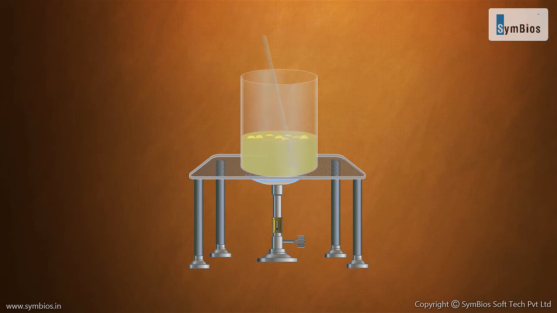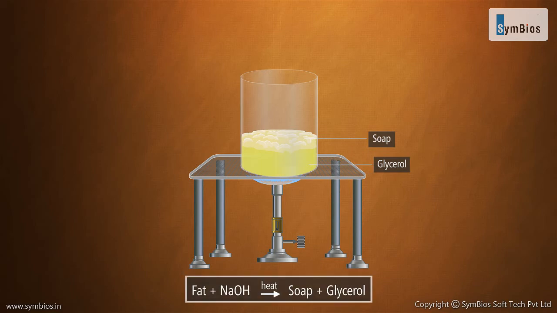Stir continuously with a glass rod until a thick paste is formed. Add a teaspoon of sodium chloride to the paste and continue to stir. Sodium chloride separates soap from glycerol, and it solidifies as a crust on top of the solution. The reaction that occurs here is fat plus NaOH, along with heat, gives soap plus glycerol.